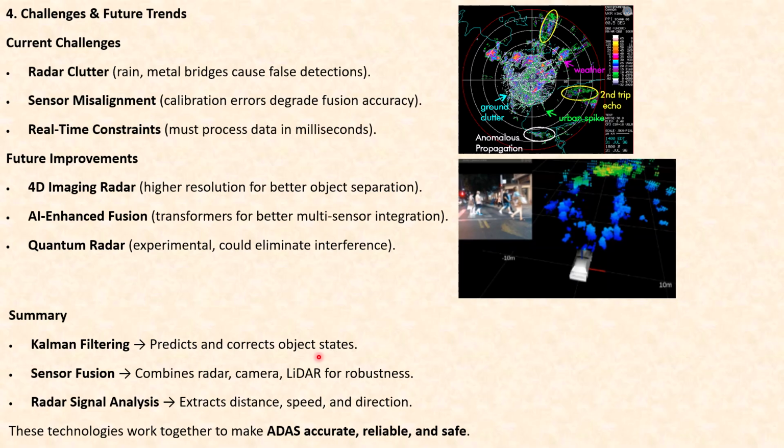And when it comes to summary, now summary is the various types of the applications. Kalman filter predicts and corrects the object states. Fusion combines radar and camera, lidar for robustness, and radar signal processing extracts distance, speed and direction. So these technologies work together to make ADAS accurate, reliable, and what's the last word? I am sure everybody will have guessed. The last word is it makes ADAS more safe. Thank you.